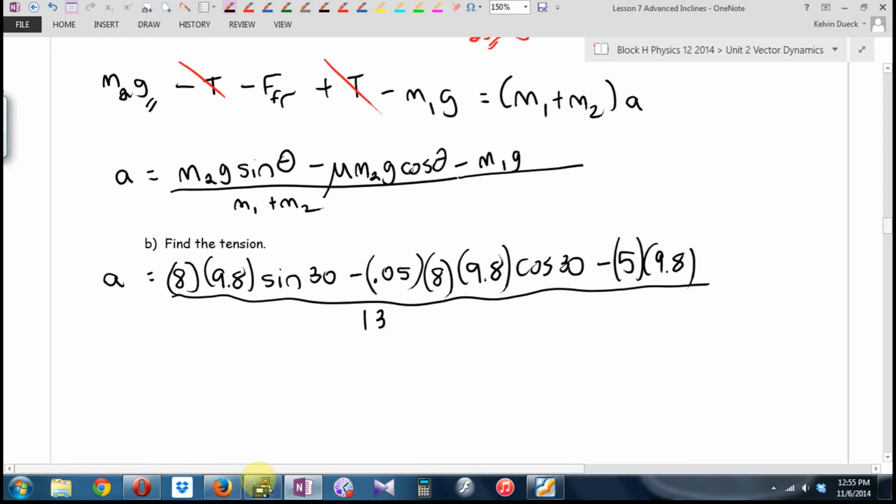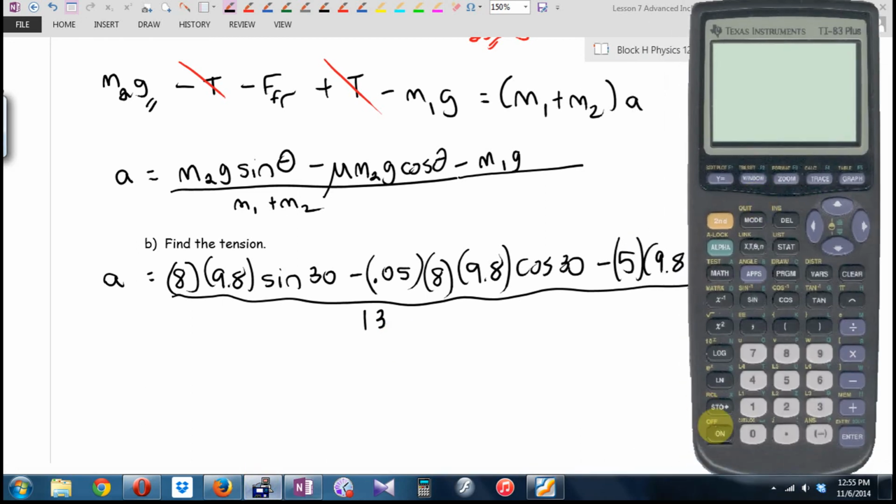All right, so now I'm going to go to my calculator. Everything in the top is going to be in brackets. Bracket 8 times 9.8 times sine 30, close off the sine, minus 0.05 times 8 times 9.8 cos 30, close off the cos, minus 5 times 9.8, close off the top, try typing it in on your calculator.